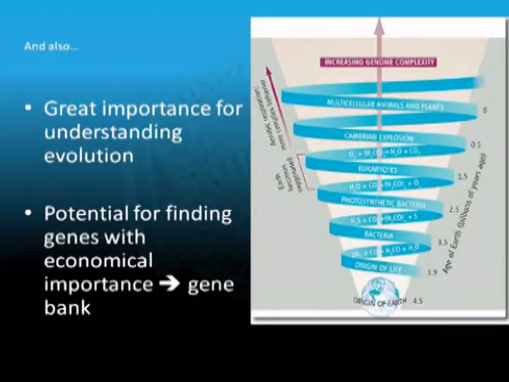And also, microbes are really important for understanding evolution. If you look, this is a very simple chart. Most of the evolutionary history of life occurs at micro scales. So there's a lot of information there for us to extract for understanding evolution. And there's great potential in microbes, since so much evolution occurs in them, to find new genes or novel genes.